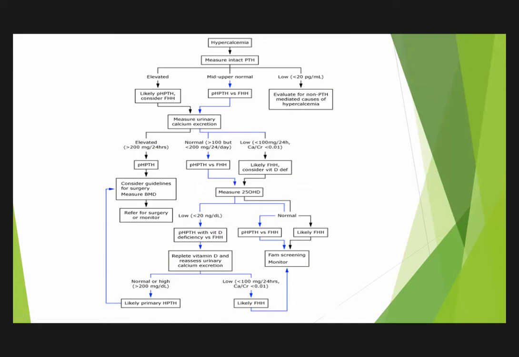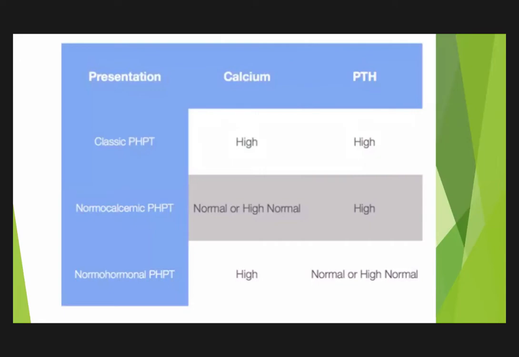Also, please make a screenshot of this slide on differential diagnosis, or in practice we'll discuss what to do and how to do differential diagnosis. There are 3 types of primary hyperparathyroidism. It could be classic, with high PTH and high calcium, normocalcemic, and normohormonal primary hyperparathyroidism. You see, that topic is, as I said, difficult in understanding the difference between various types.